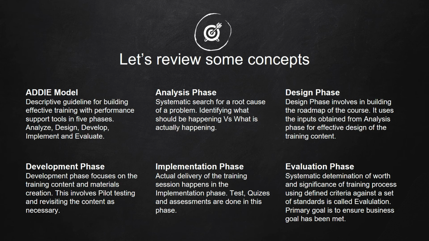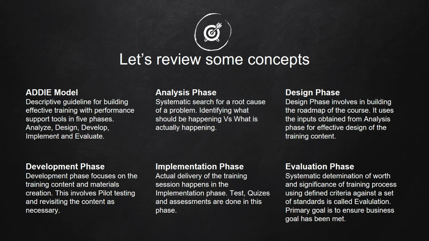So let's review the concepts one final time. The ADDIE model is a descriptive guideline for building an effective training using analysis, design, development, implementation, and evaluation phases. In the analysis phase, we do a systematic search for the need for training. We identify the gaps and we fill the gaps by listing out the detailed tasks from the high level task to the low level task, called chunking.